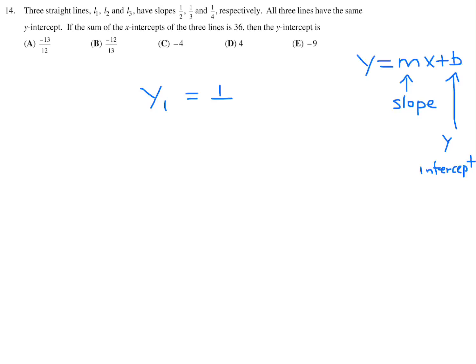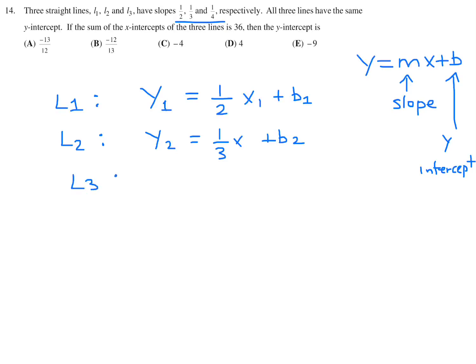So I'm going to put this information into 3 equations. The first one is y1 for the first line, L1, and we've got 1/2 for the slope: y1 = 1/2 x1 + b1, because we don't know what these are yet. For L2, it would be y2 = 1/3 x2 + b2. And for line 3, it would be y3 = 1/4 x3 + b3, like that, okay? And when we set these to 0, we will get the x-intercepts.